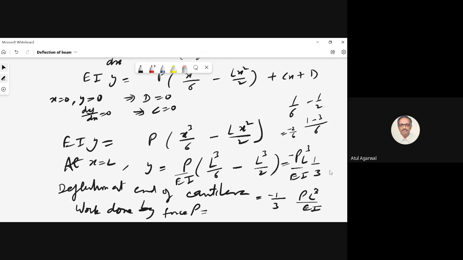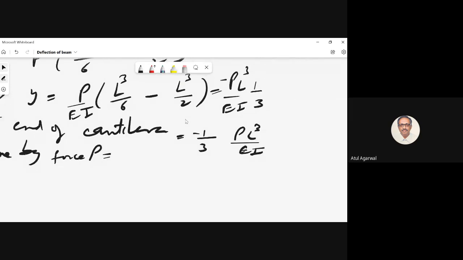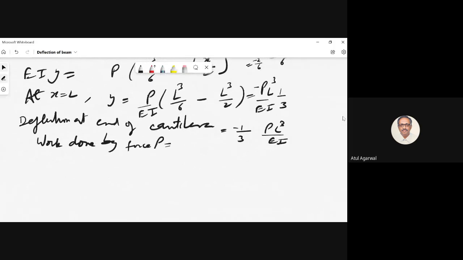Work done is half into load into deflection. You must listen to the lecture again, otherwise you are in trouble later on. Half is there because the load is statically applied. It's a gradually applied load P. So deflection is known, load is known. So what do you get?